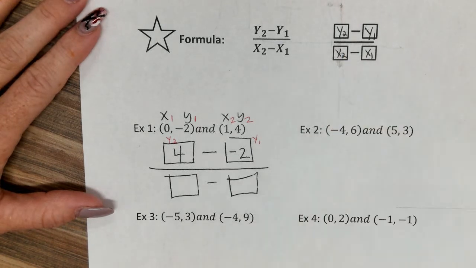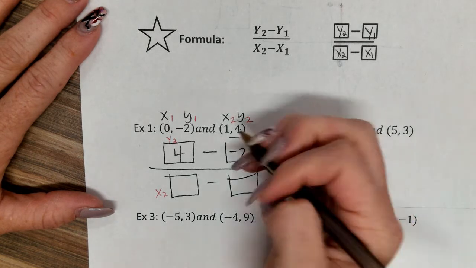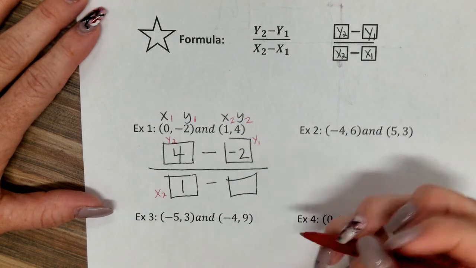Now, let's look at the bottom left box. What am I going to put in there? X2. What did I label x2? Okay. And what's going to go in the bottom right box?